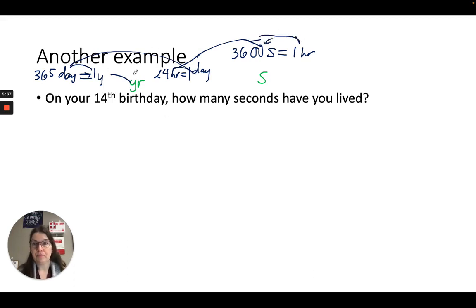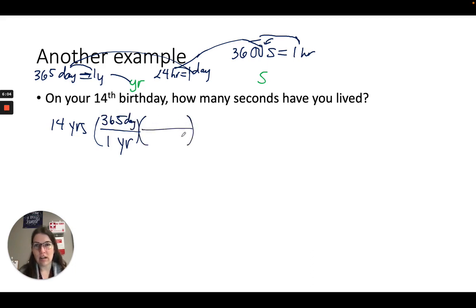So this works. I'm going to start my conversion factor, and I'm going to need a lot of space because I'm going to go all the way through and just do one calculation on the calculator. So 14 years, and then here's my first conversion factor, and this is going to be years to days. Years goes on the bottom. 365 days goes on the top. Now I'm going to do the next one, just one right after the other. So days is on the top here, so days goes on the bottom down here. Days to hours, 24 hours is 1 day.